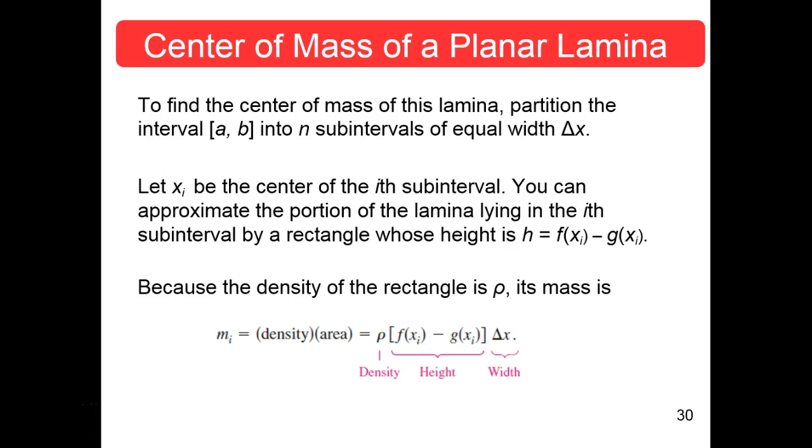And because the density of the rectangle is rho, and that's uniform, that's constant, then its mass m sub i of that ith strip is its density times its area. Its density is rho, we know that, and the area is the length times the width, f minus g times delta w, or delta x here.